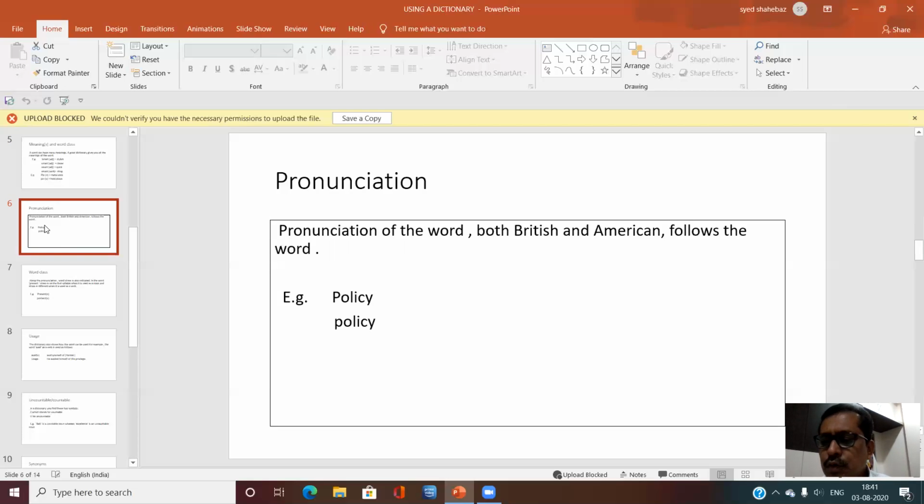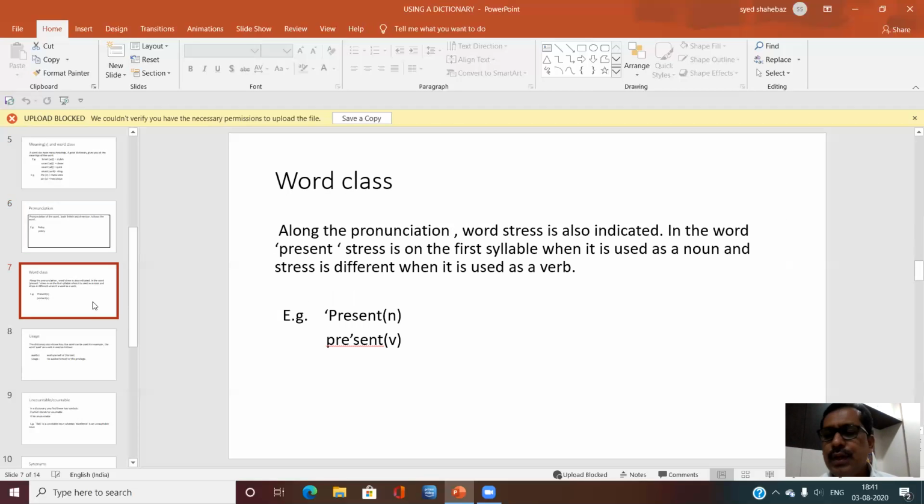So, to use the dictionary to learn pronunciation correctly, you have to learn phonetic symbols, vowel symbols, consonant symbols, and diphthong symbols. Otherwise, you cannot learn. Next is word class. What is the word class?